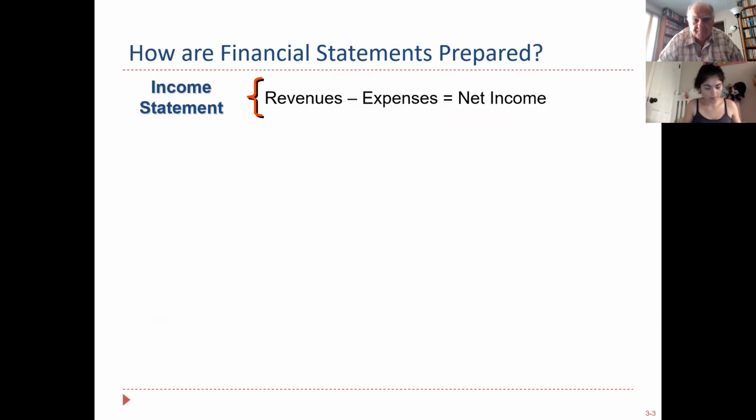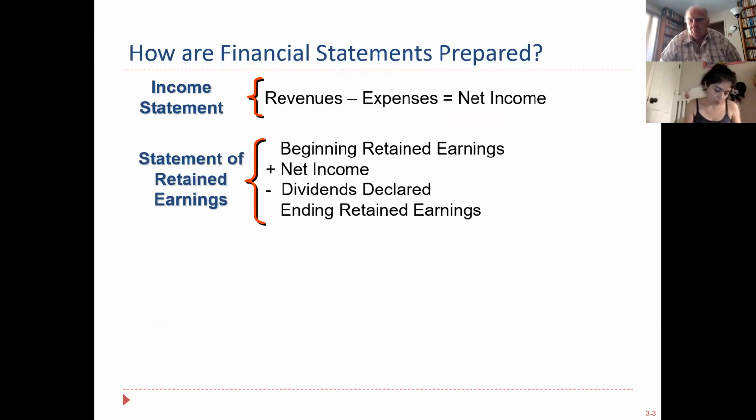Not too tough. How are financial statements prepared? This is a little bit of a repeat of chapter 1, but you'll be doing a lot of this. The income statement must be prepared first. There's no way of getting around that. Think of the income statement as number 1. The reason we do it first is because we take the revenues minus the expenses and get the net income. That's pretty easy.